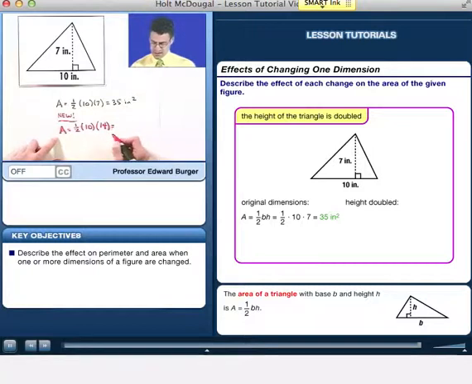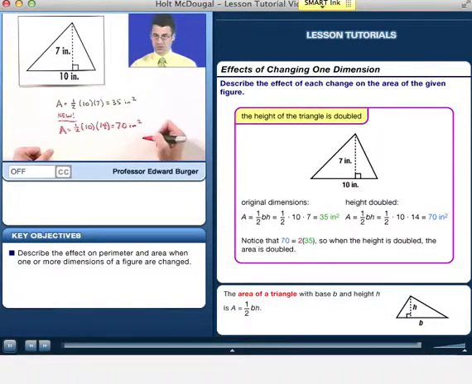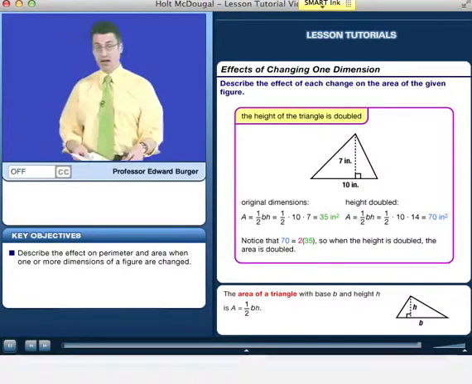So what do we see here? Well, this is actually going to be 5 times 14, which is 70 inches squared. So what's the impact on area? If we just double the height, we see the area doubles as well. If we sort of double one dimension, then the area doubles as well. Cool. Let's try another.